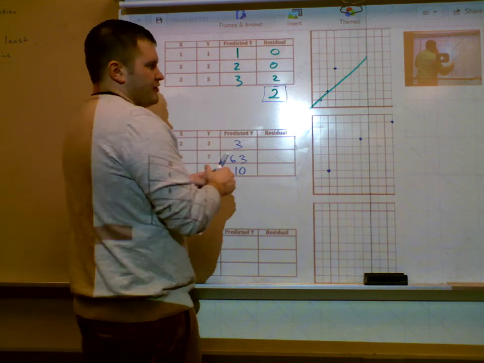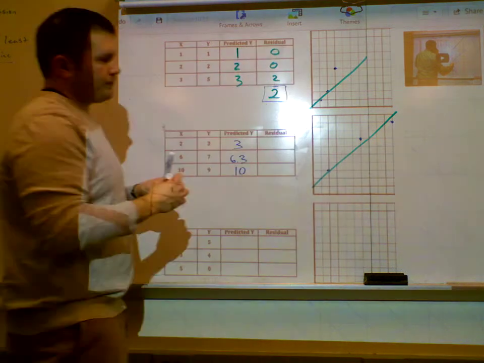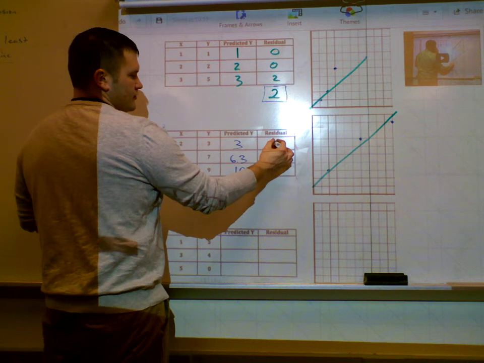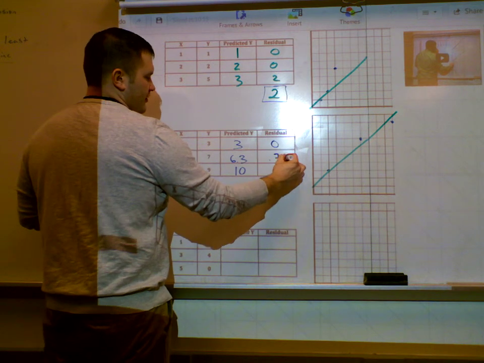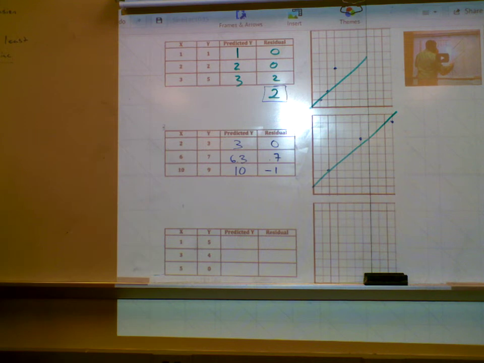Okay, so your line looked like this then? Like that? Yeah. All right. So what were your residuals? 0. Okay. 0.7. And negative 1. So when I add those up, what do we get? Negative 0.3.